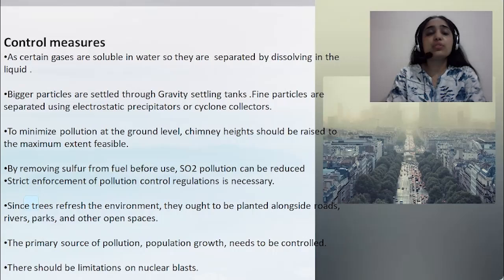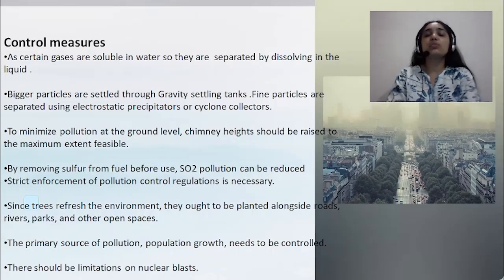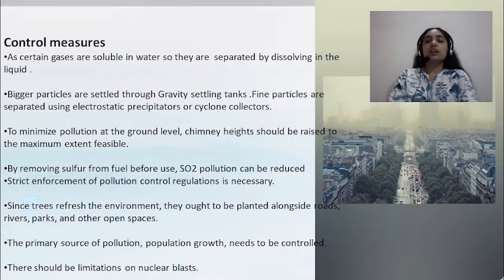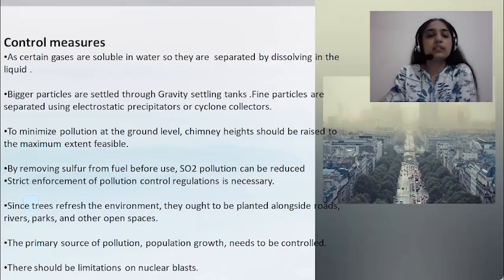The primary source of pollution, population growth, needs to be controlled. As we all know, population is the major issue of the environment. If the population is controlled, there will be less usage of natural resources and our environment will be more healthy to live in. Next, there should be limitations on nuclear blasts in countries and nations, which should be controllable in nature. They are also a cause of air pollution.